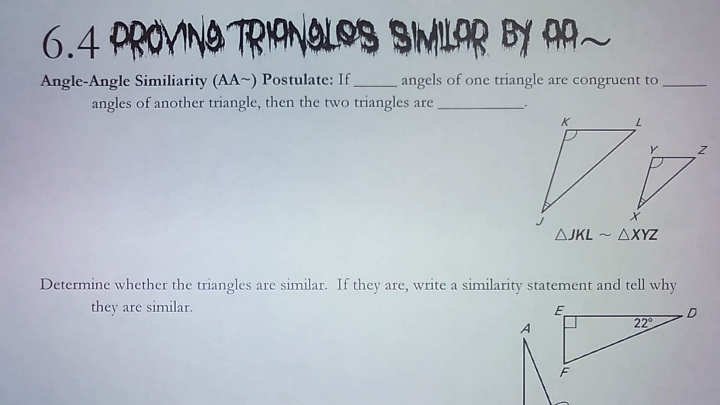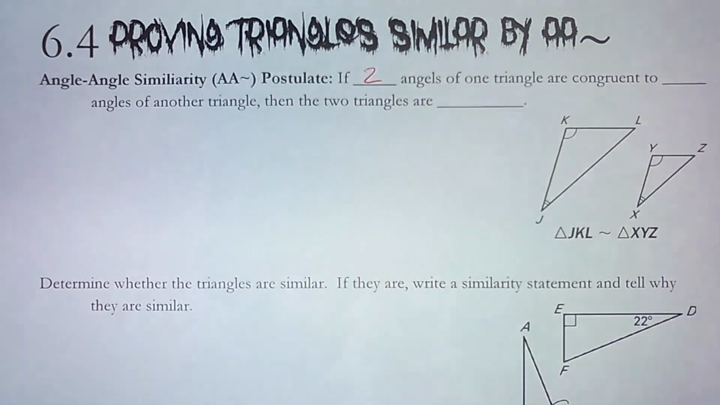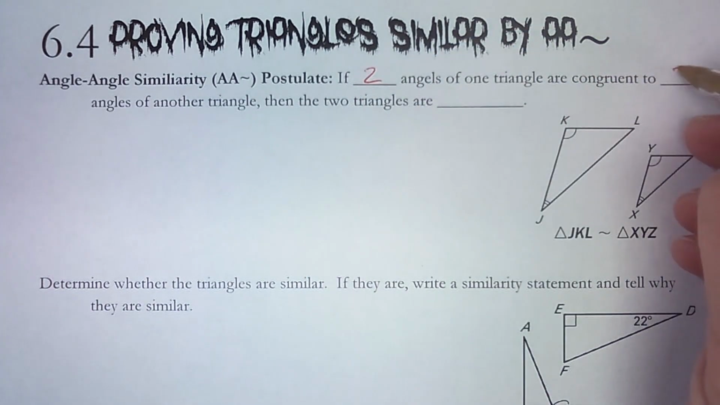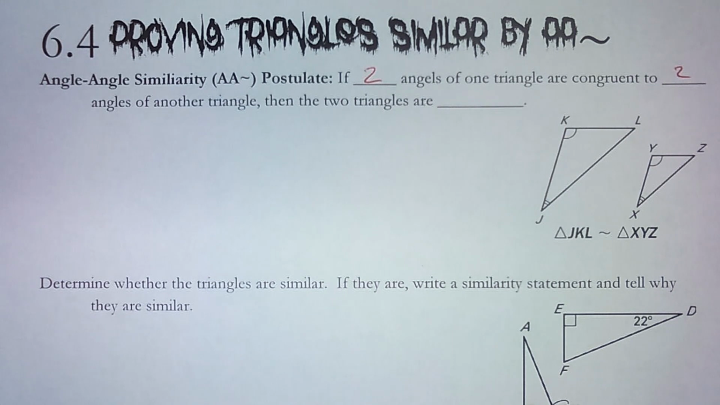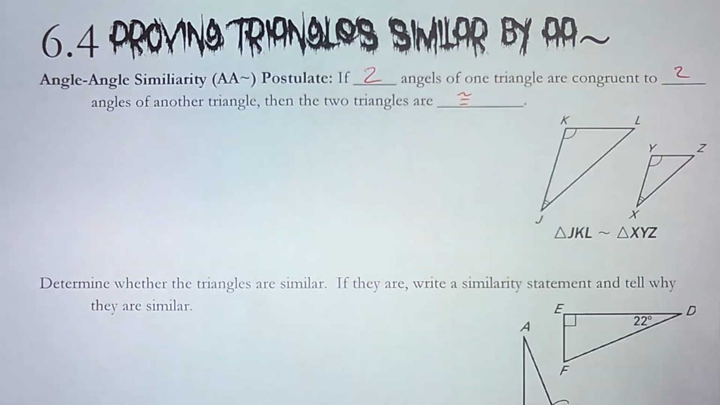Hey guys, today we are going to use angle-angle similarity to show that triangles are similar, and then we're going to use similar triangles to solve some real-world problems. So the angle-angle similarity postulate says that if two angles of one triangle are congruent to two angles of another triangle, then the two triangles are similar.